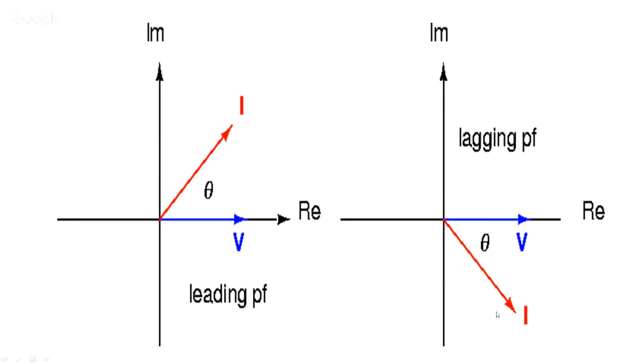So, in those circuits where the current lags the voltage, it will have lagging power factor. Where do we see that? It happens in inductive circuits. In this case, you can see the voltage in blue and the current in red. The current is ahead of the voltage. Current is leading the voltage by an angle theta. So those circuits in which the current leads the voltage will have leading power factor. So capacitive circuits have leading power factor.